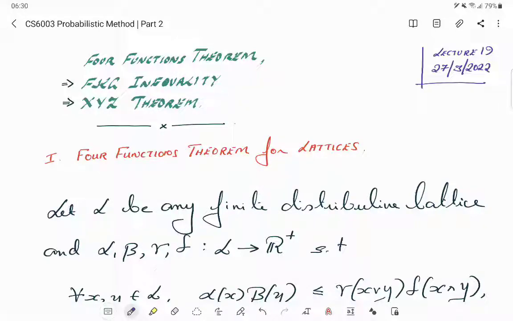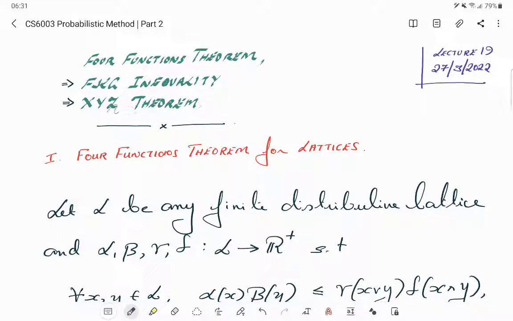Welcome to lecture 19. In the last class we were trying to state the four functions theorem for distributive lattices. That's what we will start with, and then using that we will see some quick, easy applications of the lattice version of the four functions theorem, and then derive a very important and very popular result known as the FKG inequality, and see a few further applications of the FKG inequality.